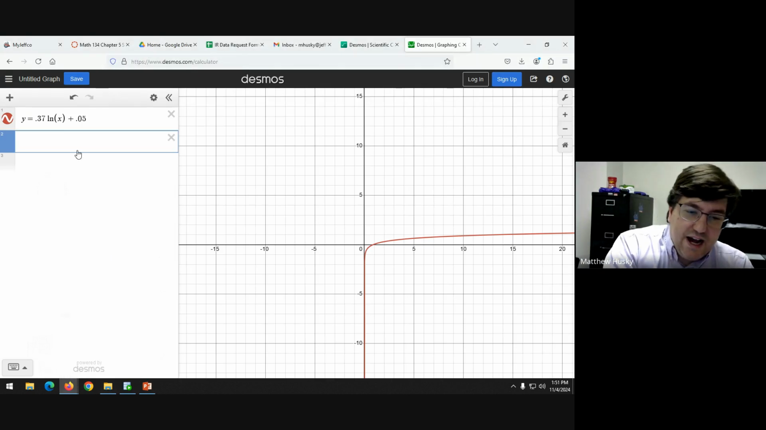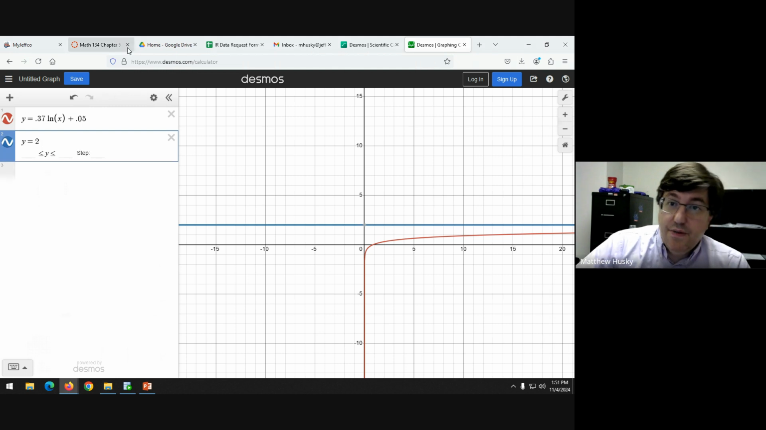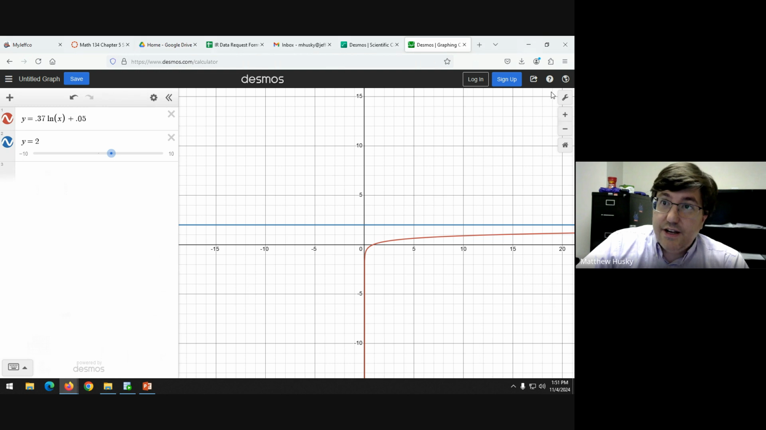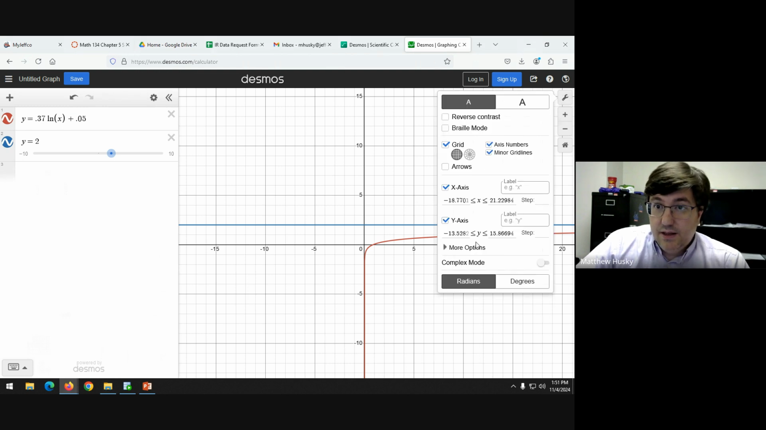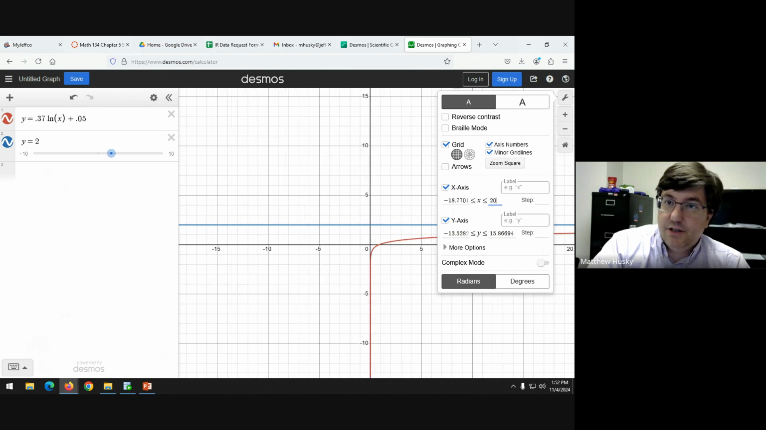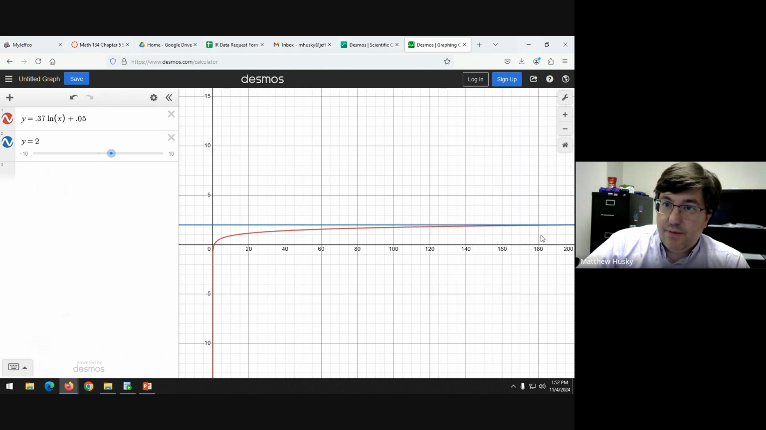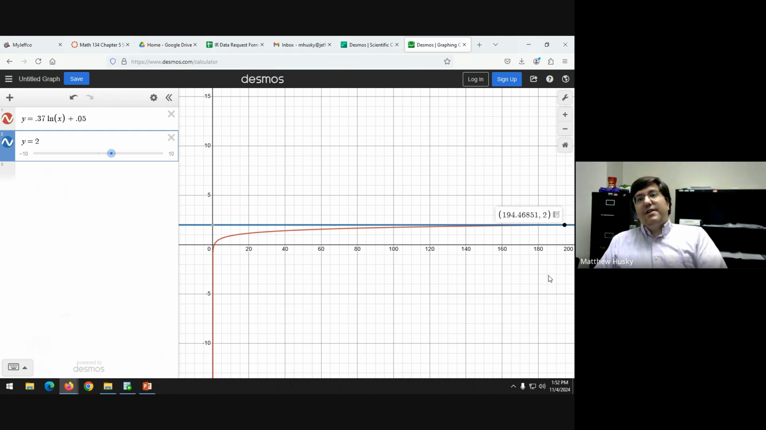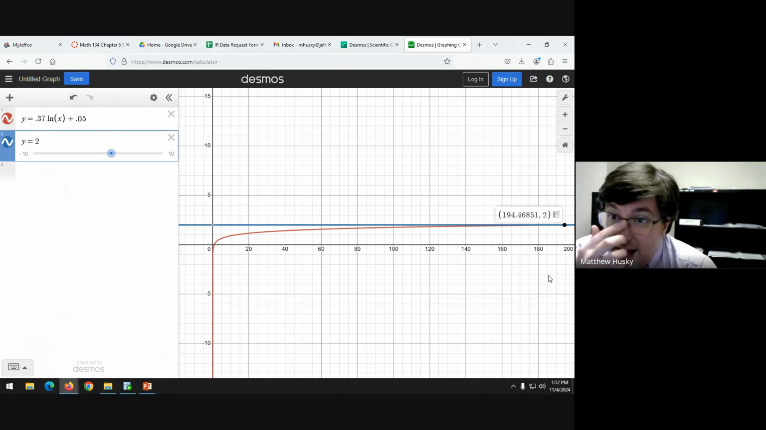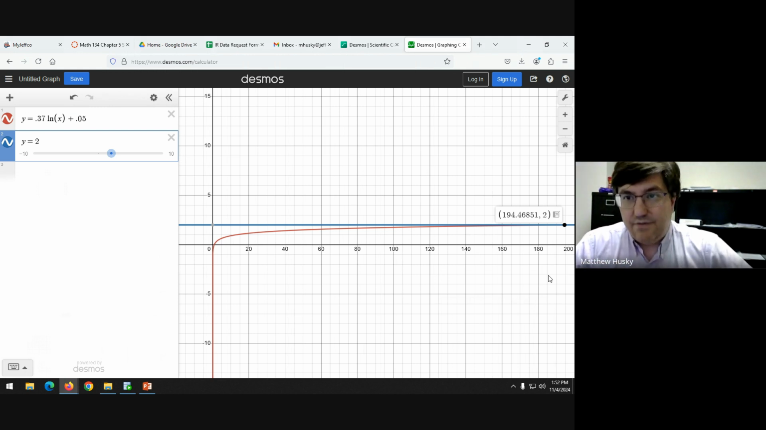What we can do is graph y equals 2. So that's our target. That's what we're trying to meet. Let's have x go up to, now Billings was 106. Maybe we'll go out to 200, which is like 200,000 maybe. Oh, I think it found the intersection point. So there you go. The intersection point happens at 194.46851.